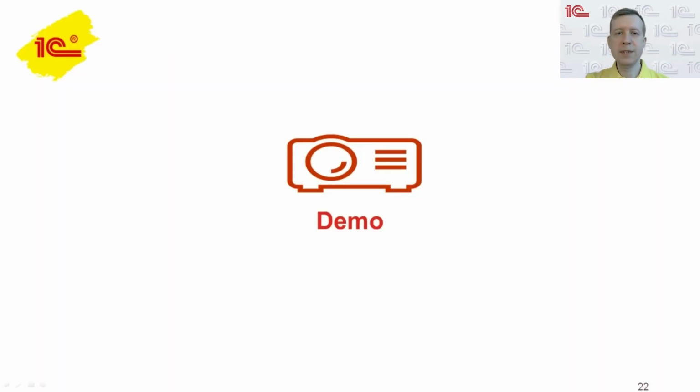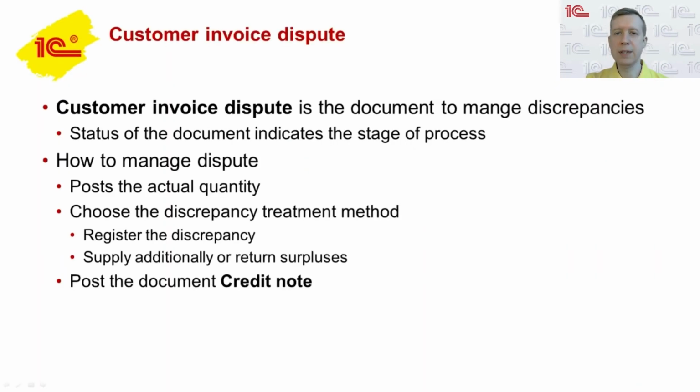In case of discrepancies, we can use the document customer invoice dispute to manage them. The document posts the actual quantity and allows us to choose the discrepancy treatment method. For example, in case of shortages, we can supply an additional amount of goods. Let me show it in the application.